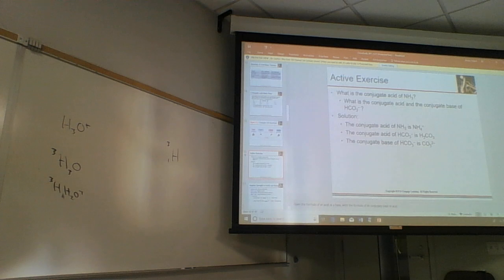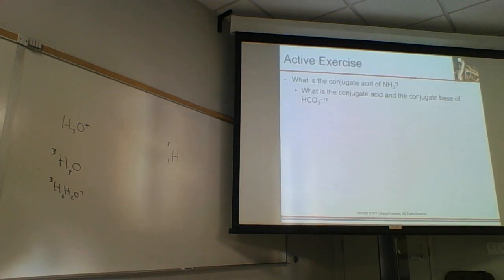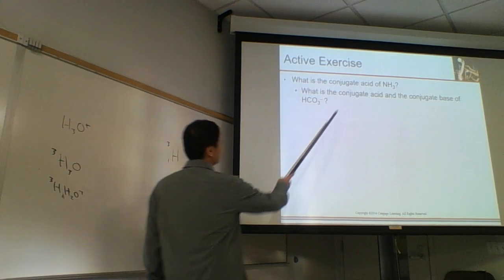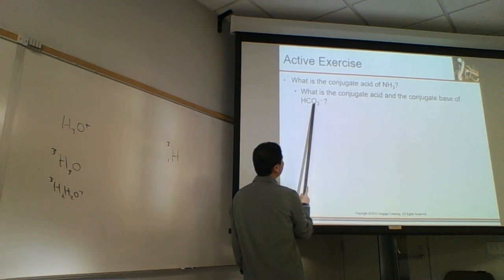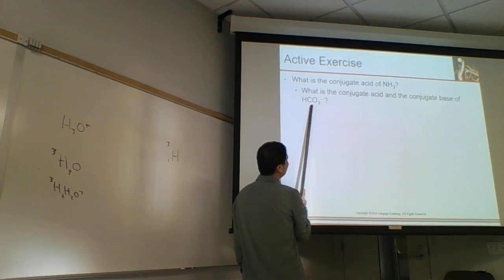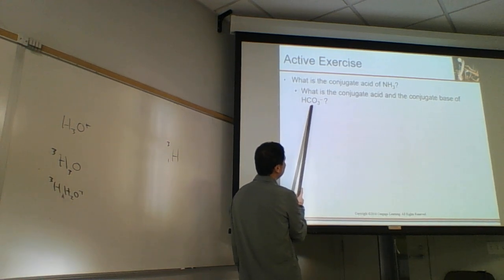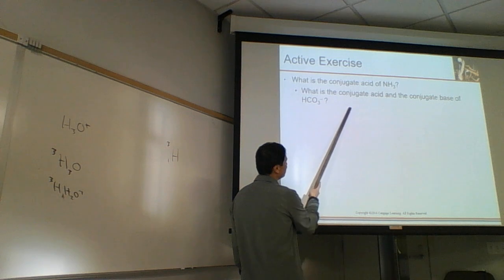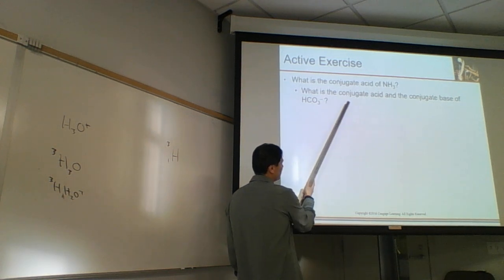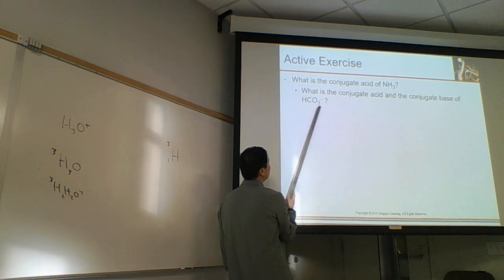Let's take a look at the next one here. What is the conjugate acid and conjugate base of bicarbonate? So the conjugate acid means that bicarbonate is acting as a base. Bicarbonate is unusual because bicarbonate is amphoteric. It can either act as an acid or base. The prototypical amphoteric substance is water.